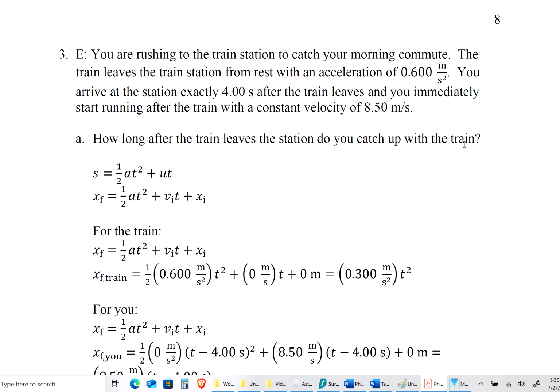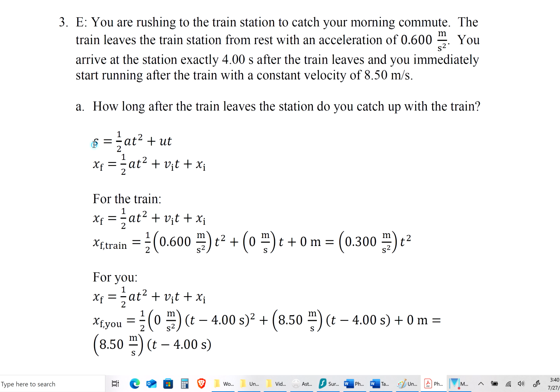Question number 3. You are rushing to the train station to catch your morning commute. The train leaves the train station from rest with an acceleration of 0.6 meters per second squared. You arrive at the station exactly 4 seconds after the train leaves, and you immediately start running after the train with a constant velocity of 8.5 meters per second. Part A. How long after the train leaves the station do you catch up with the train?